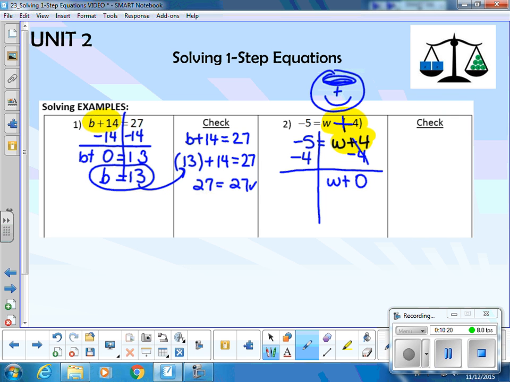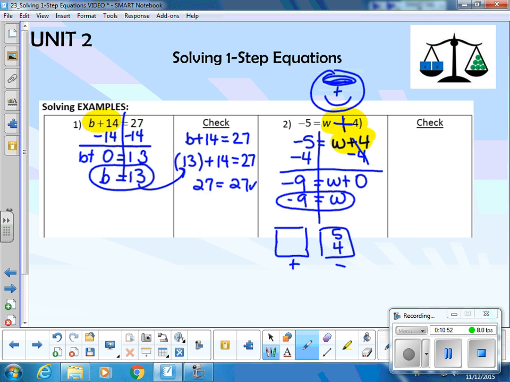So now I have w plus 0 equals, and if you think of your battle boxes here, I have a negative 5, which goes in the negative box, and a negative 4, which goes in the negative box. If they're all in the same side, then I simply add them up. 5 plus 4 is 9, and they're in the negative side, so it's a negative 9. Anything plus 0 is just itself. So now I know that w equals negative 9.